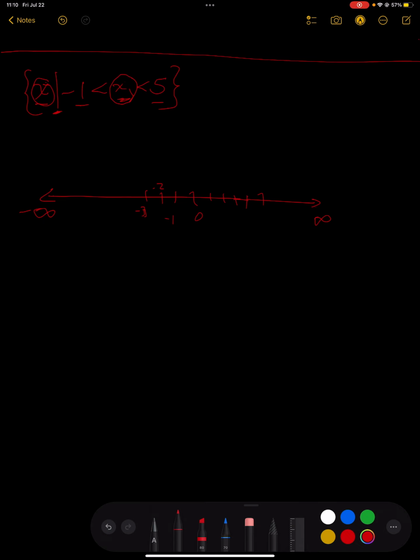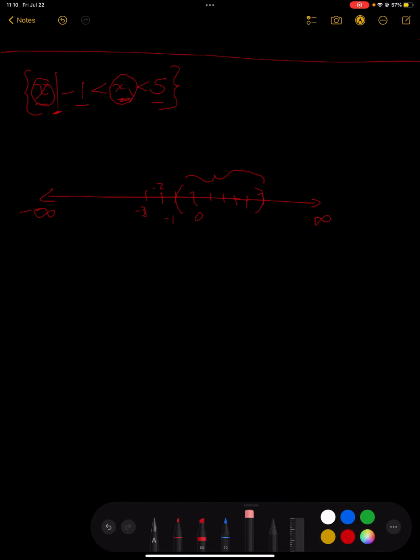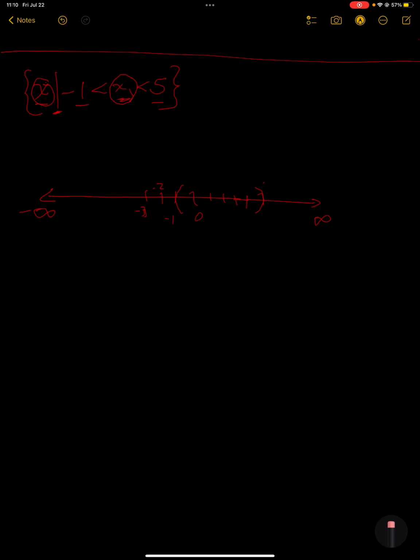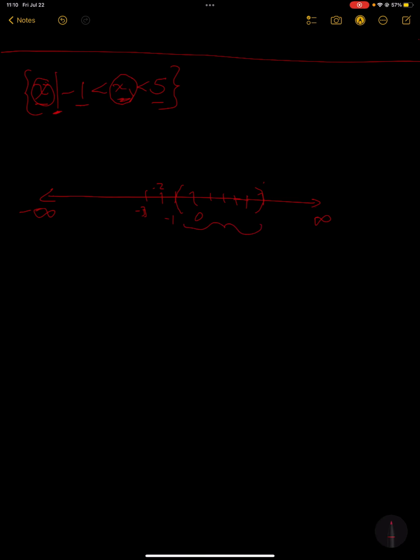So in that case, because -1 is not included, we're going to put a parenthesis like this. And because 5 is not included, we're going to put a parenthesis like that. And this right here is the graph of x. This is x.